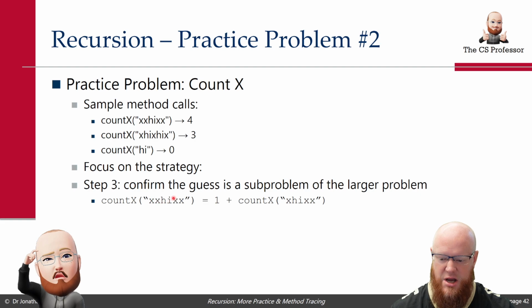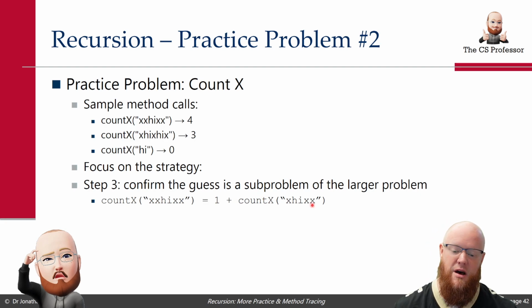We had x, x, h, i, x, x. And this is the smaller version: x, h, i, x, x. We can see we already removed the first character of the string, which happened to be an x. That's why I'm putting a 1 right here. If this first character was a w, I would have said 0 plus the count x of the remaining characters. But since this first character was an x, we found an x, so return 1 plus the count x of the remaining characters.